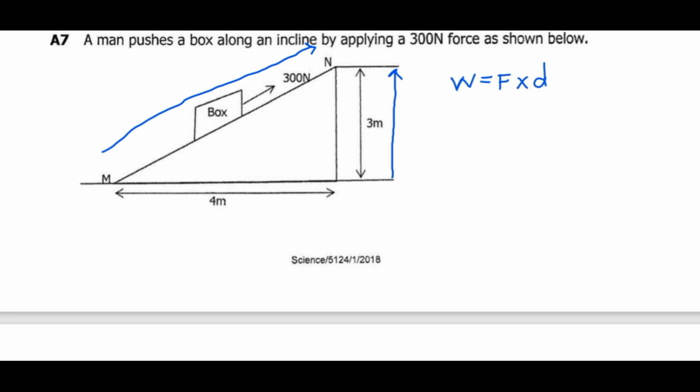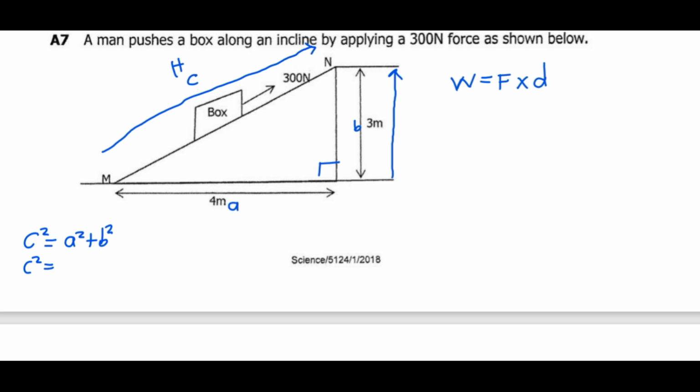So how can we find this distance? We are going to use the Pythagoras theorem. If this is our C, then we have A and B. The formula for Pythagoras theorem is C squared is equal to A squared plus B squared. There is a 90 degree angle here, so we are looking for the hypotenuse.